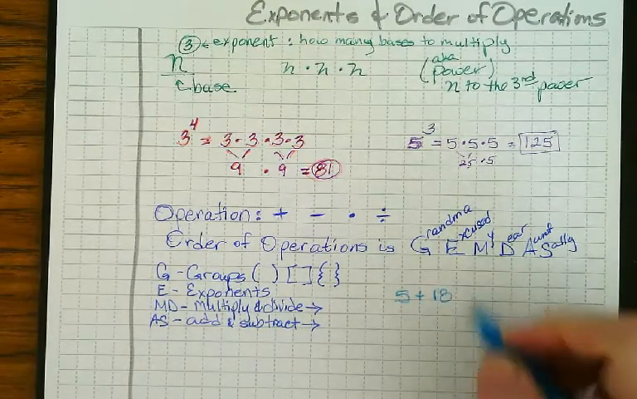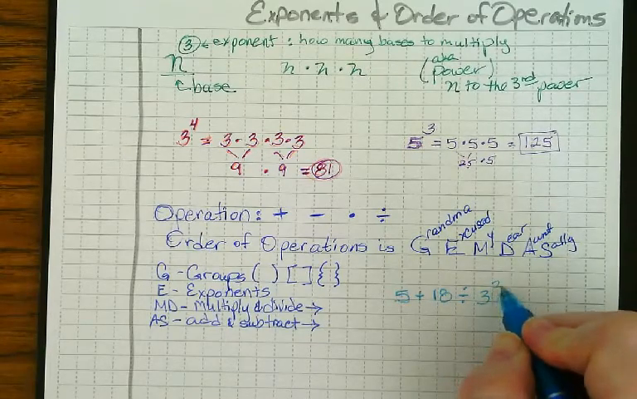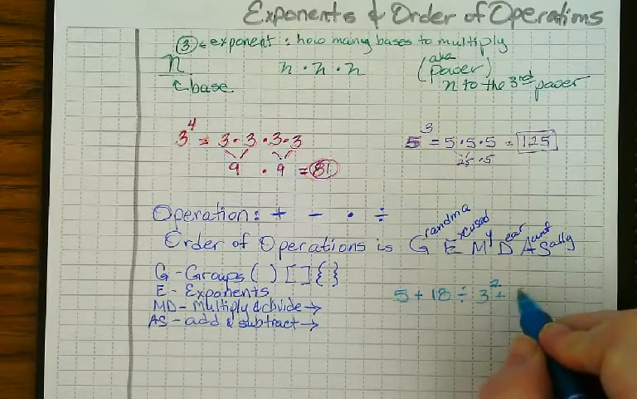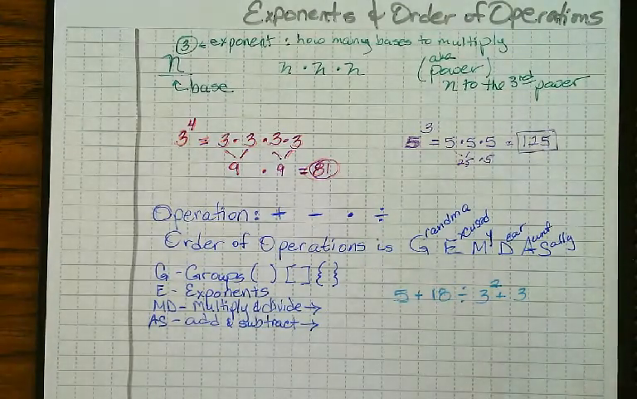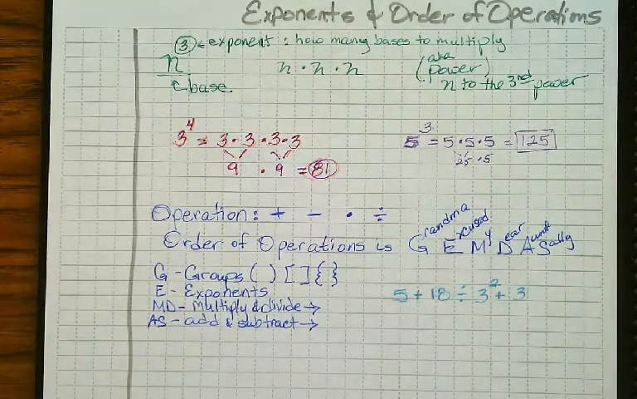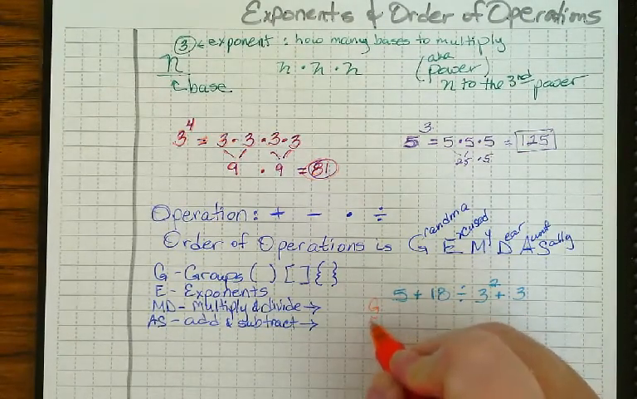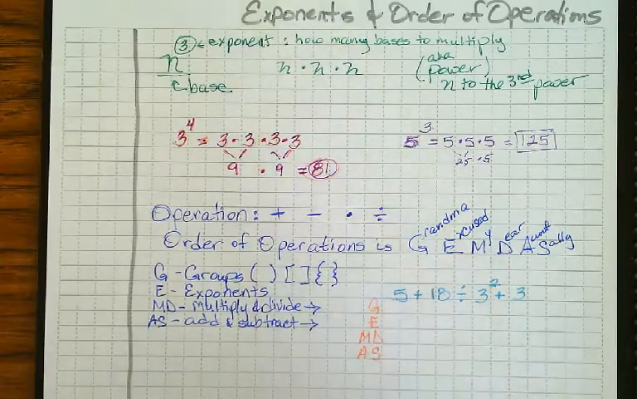So we've got 5 plus 18 divided by 3 to the second power plus 3. What I have always taught students, and when I was learning it, this is how it became habit for me. You write down the side G, E, M, D, A, S.